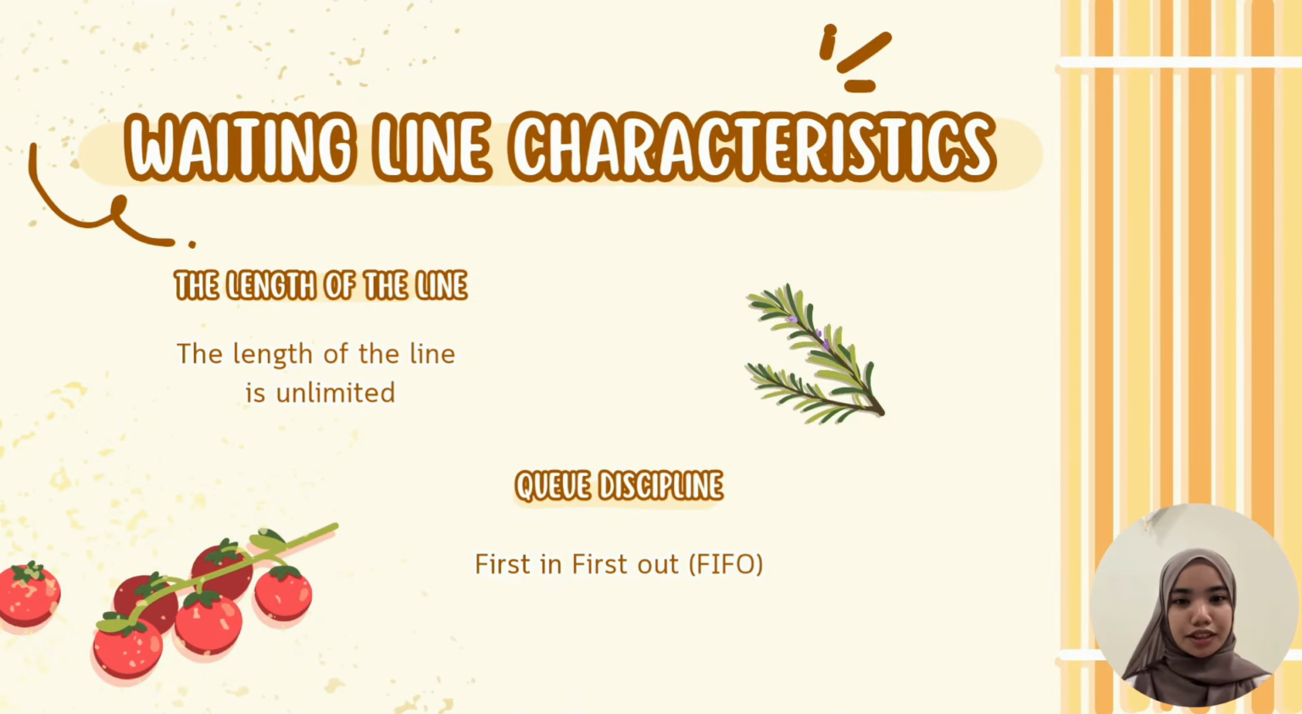Next, waiting line characteristic. The length of the line is unlimited because it has no endpoints. The second one is queuing discipline. The queuing discipline at EMAT is FIFO, which stands for first in, first out, and it means that the first customer who arrives is the first one to get served.